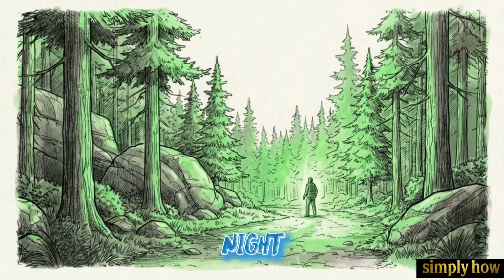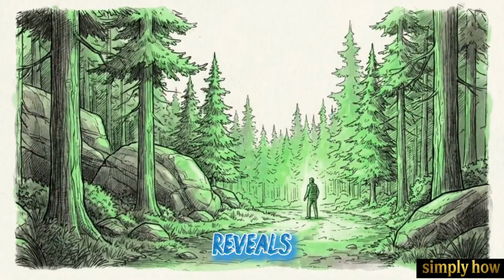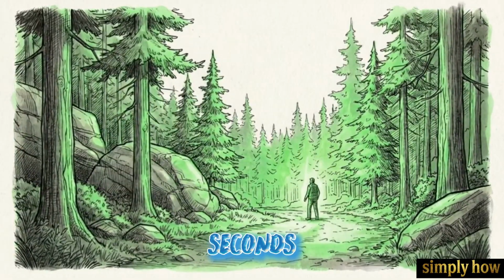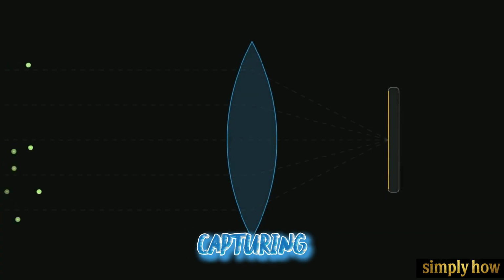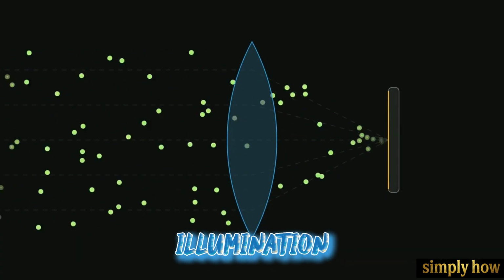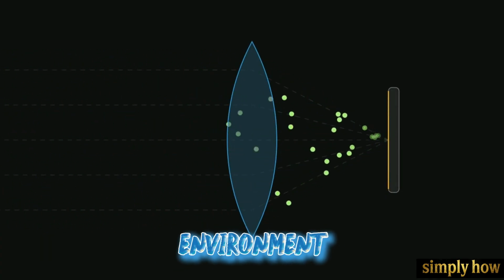Sliding a pair of night vision goggles over your eyes reveals a world that was hidden just seconds ago. The landscape is suddenly defined by sharp edges, distinct terrain, and figures visible from dozens of meters away. These goggles operate by capturing and magnifying the faint illumination already present in the environment.